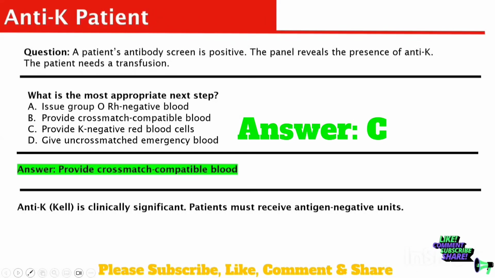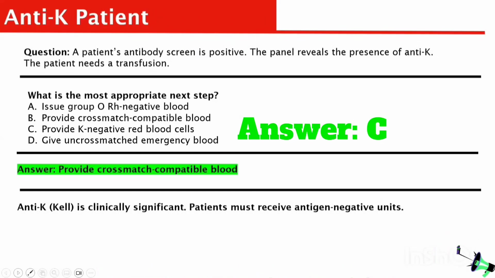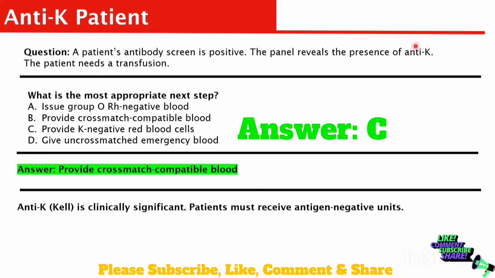So you may go for this exam, you may not see anti-K, you may see anti-C. It still remains the same thing. So if this was to be anti-C, it will be provide C-negative red blood cells. That's what it's going to be. So what you're providing is the antigen negative. I hope that makes sense. So I have videos on this already, so feel free to watch them. But yes, the answer is provide K-negative red blood cells, which is C. I hope that makes sense.